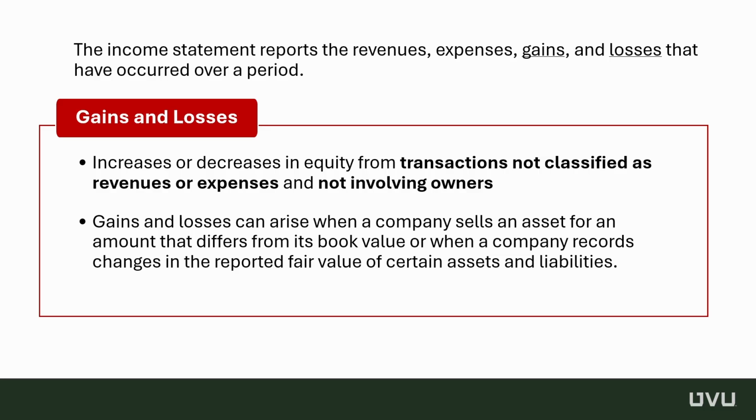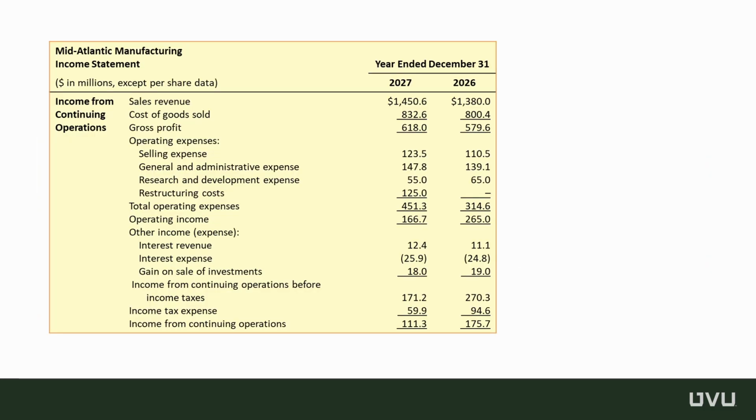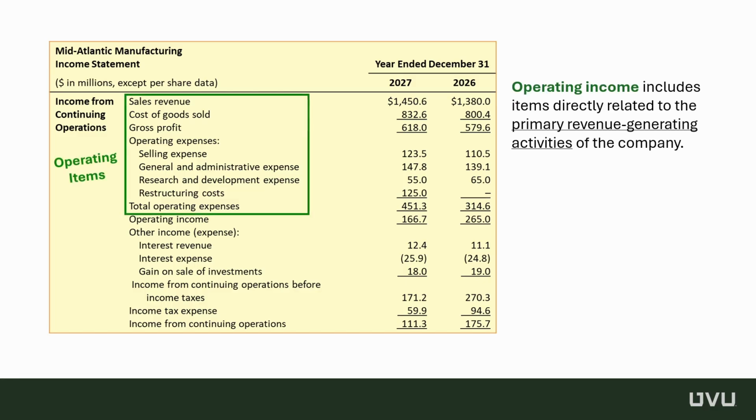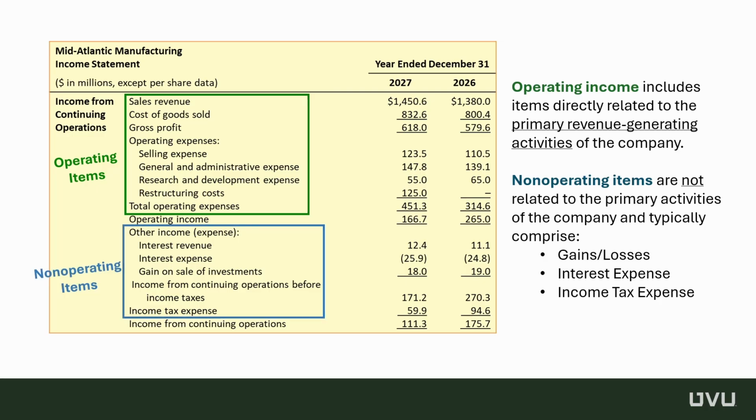So that brings us to another important distinction. Operating items versus non-operating items. Operating income includes items directly related to the primary revenue-generating activities of the company. For a retailer, that would generally include sales revenue and cost of goods sold, along with selling, general, and administrative expenses. For a service company, operating items might include service revenue and the cost needed to provide those services. Non-operating items are not directly related to the company's primary activities. Common examples here would include gains and losses, and also interest and income tax expense.